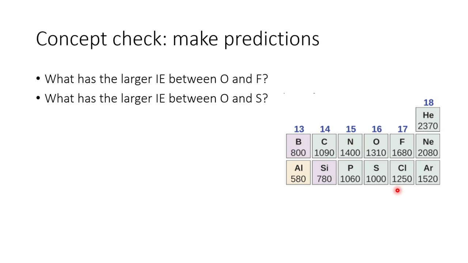Okay, so let's do some predictions with the concept check. So what would have the larger ionization energy between oxygen and fluorine, and what would have the larger one between O and S? So you can see the values here, but I want you to use your orbital diagrams to explain this. Okay, so you might want to pause this, sketch out your orbital diagrams, and see if you can justify those values.